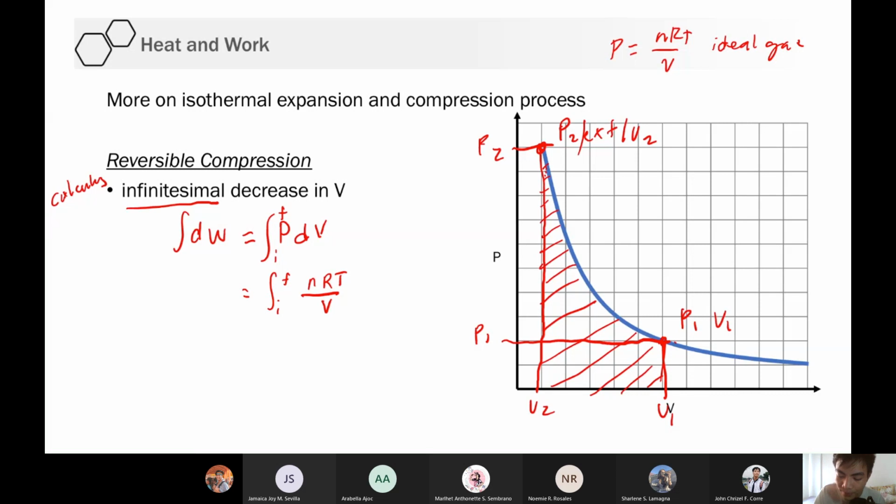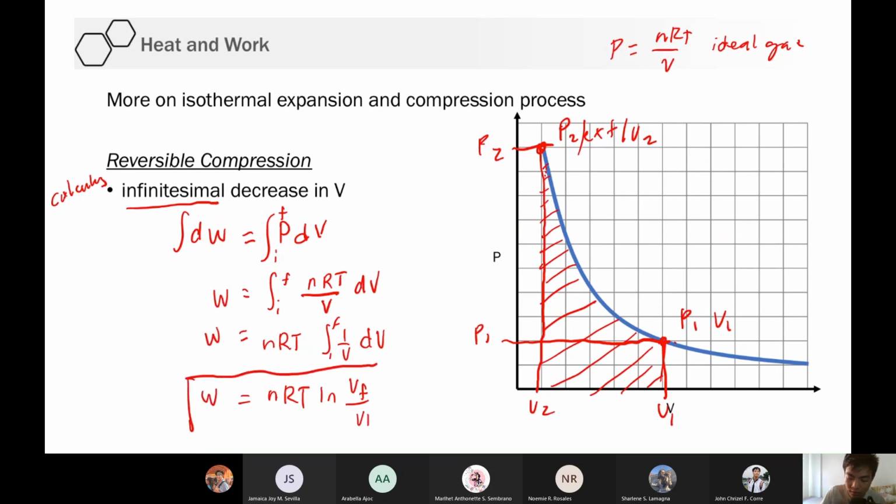Katulad pa rin ng kanina. Again, yung nRT constant yan. Then yung V, ito yung nagbabago. So that's 1 over V dV. Okay. If you integrate, that is still nRT ln Vf over Vi. So that is the value of your work. Galing, ano? Pwede i-apply yung math.